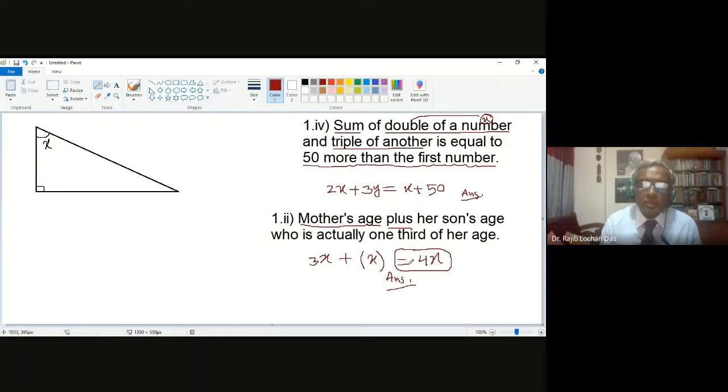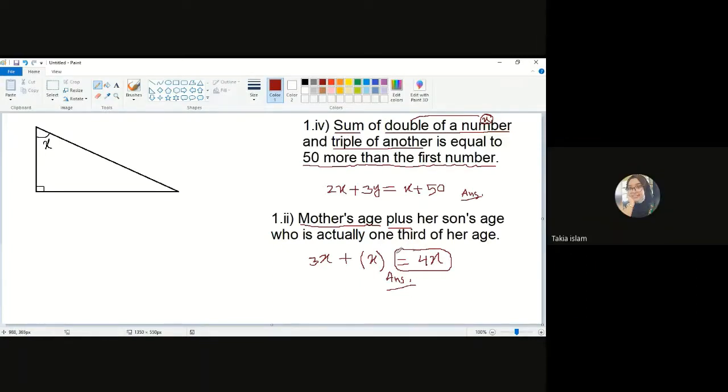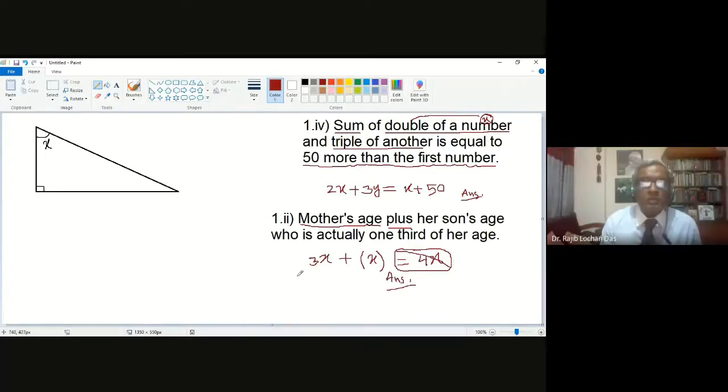Sir, I am considering 3x as mother's age and 1 by 3 into 3x. Should I write that or just 3x plus x? It is fine. This is also fine. If you write 3x plus 3x by 3, this is also fine. If you show this, then it is better so that everyone will understand you are doing it consciously. If you write it like x plus x by 3, that is also fine. It's also good. No problem. Okay, sir. Thank you, sir.